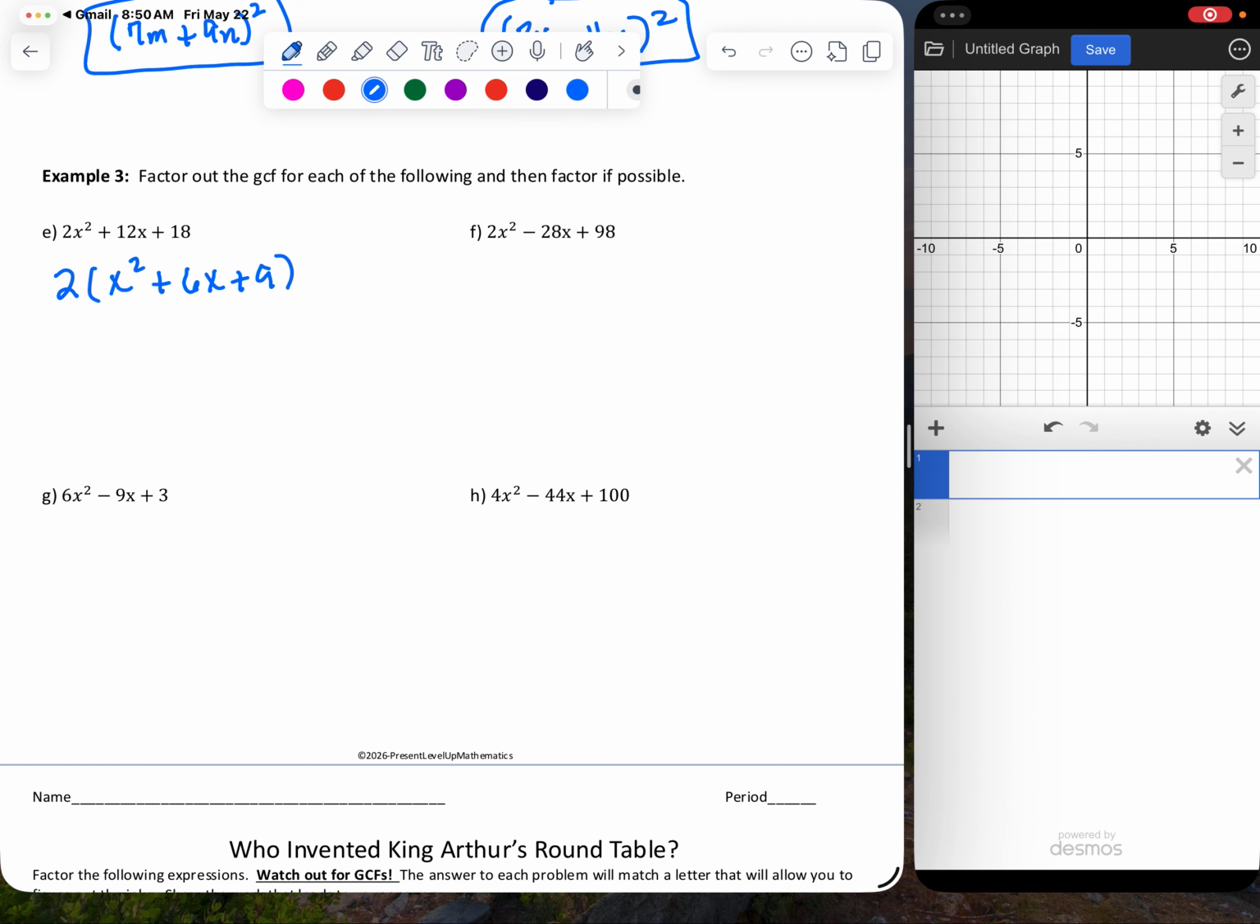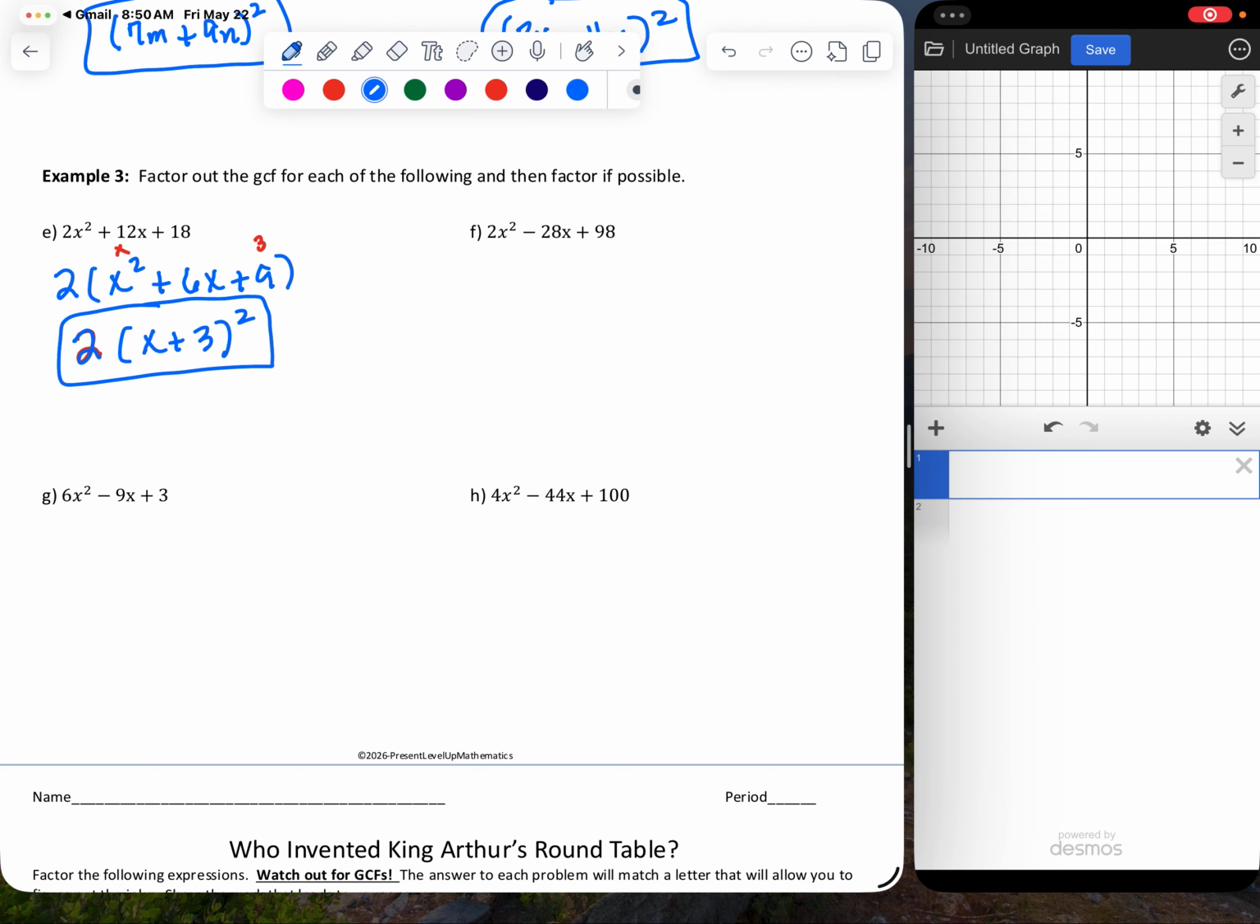Now, what we have left over is a perfect square trinomial. The square root of this is x. The square root of this is 3. If I multiply that and double it, I do get 6x. So I know I can rewrite this perfect square trinomial as x plus 3 quantity squared.